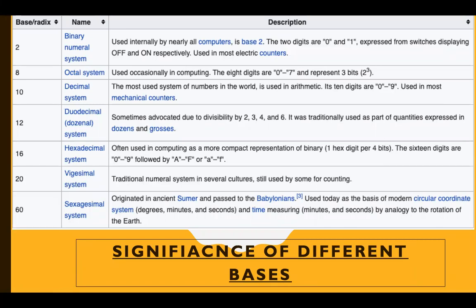So first we will cover the binary numeral system. This is used mainly in electronic computers and is base 2. The two digits 0 and 1 are represented using switches which are turned on and off respectively, and it is used in most electric counters. Now, another important base is base 8, also known as the octal system. This is used occasionally in computing. The 8 digits used here are from 0 to 7, and this represents 3 bits, that's 2 to the power 3.